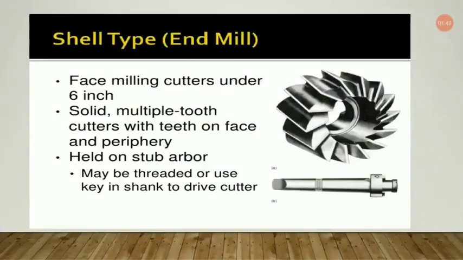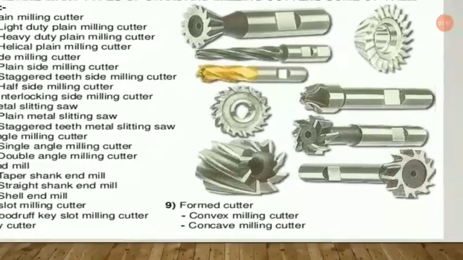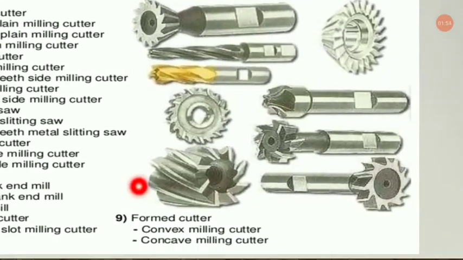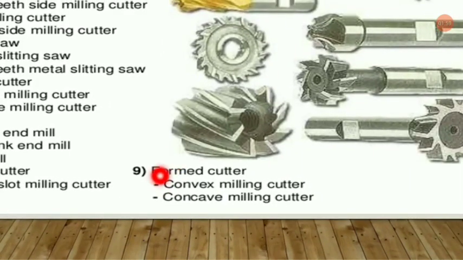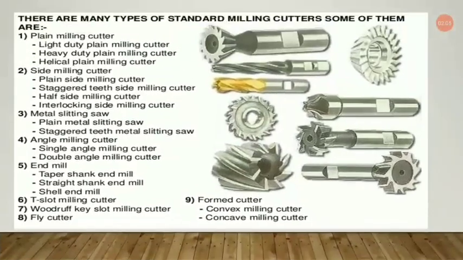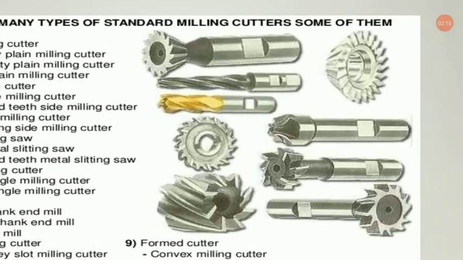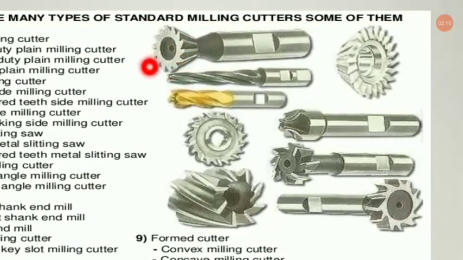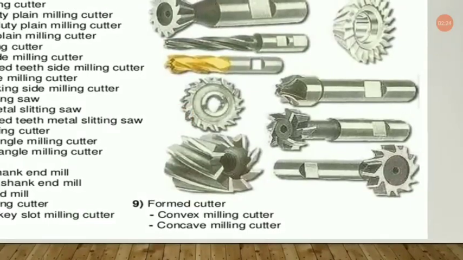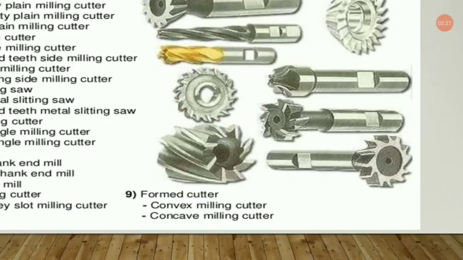Okay. Now in this diagram you will find, last and the least, the formed cutter, which is of two types, the convex milling cutter and the concave milling cutter. Okay, so here in this particular slide you must remember from the previous lecture that this is the dovetail and this is the single end milling cutter. Similarly, you will find the staggered teeth and helical milling cutter and different types.